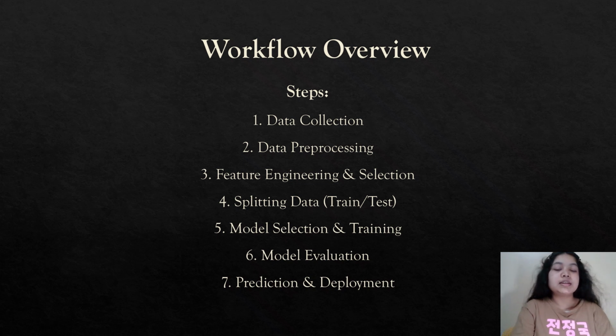Overview. First is data collection. Here we collect raw data from different sources. Second is data pre-processing. Here we clean the data to remove errors. Third is feature engineering and selection. Here we choose the most useful inputs. Fourth is splitting data. Here we divide it into training and testing sets. Fifth is model selection and training. Here we pick an algorithm and train it. Sixth is model evaluation. Here we measure how well the model performs. Seventh is prediction and deployment. Here we use the model for real world predictions.